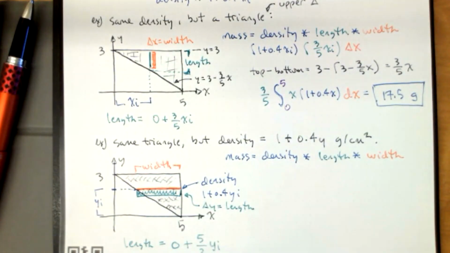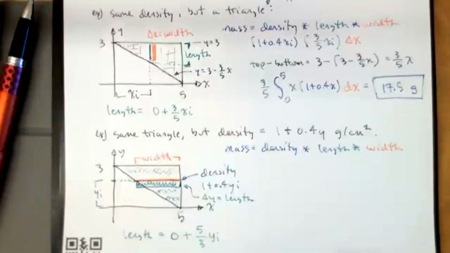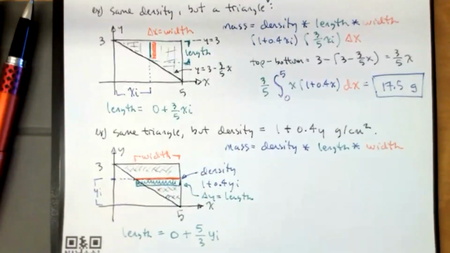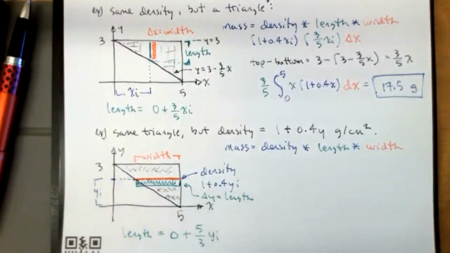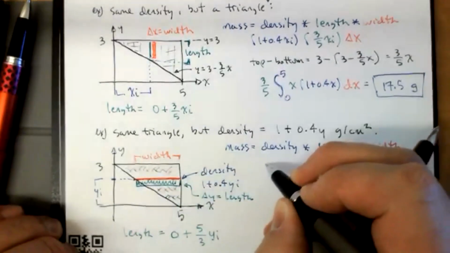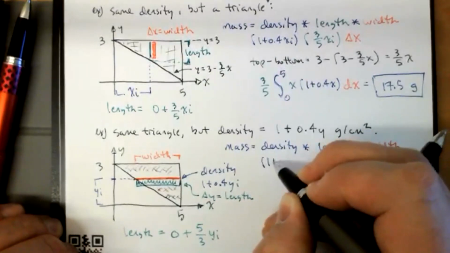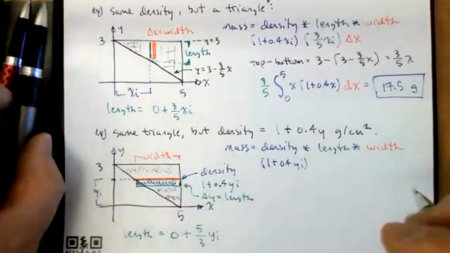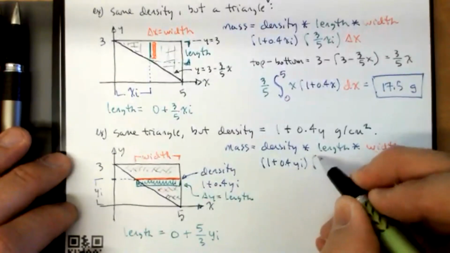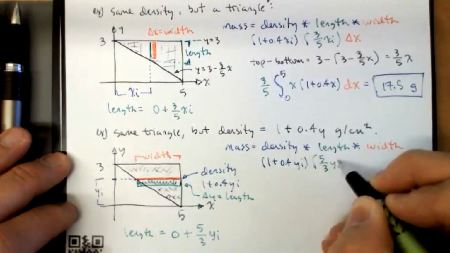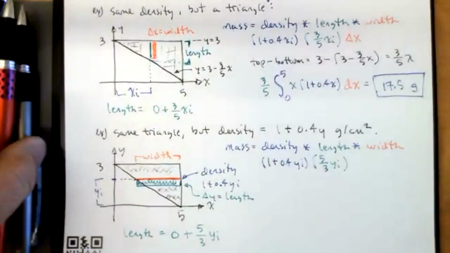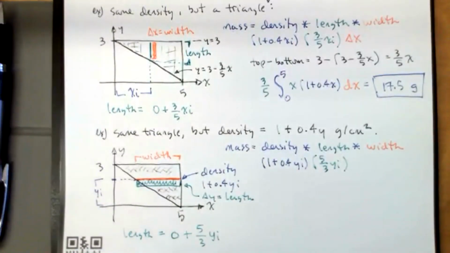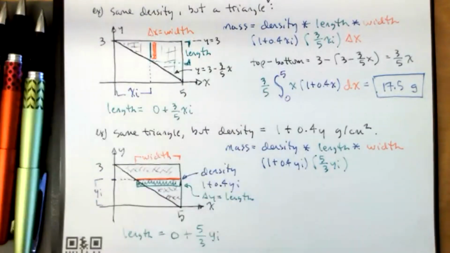This is the same thing that we would get if we did left, the right minus the left. Just the same as top and bottom in the previous example. And so now we're ready to plug our 3 parts in. The density is 1 plus 0.4 y. The length is 5/3 y. And the width is, oops, I switched these around.